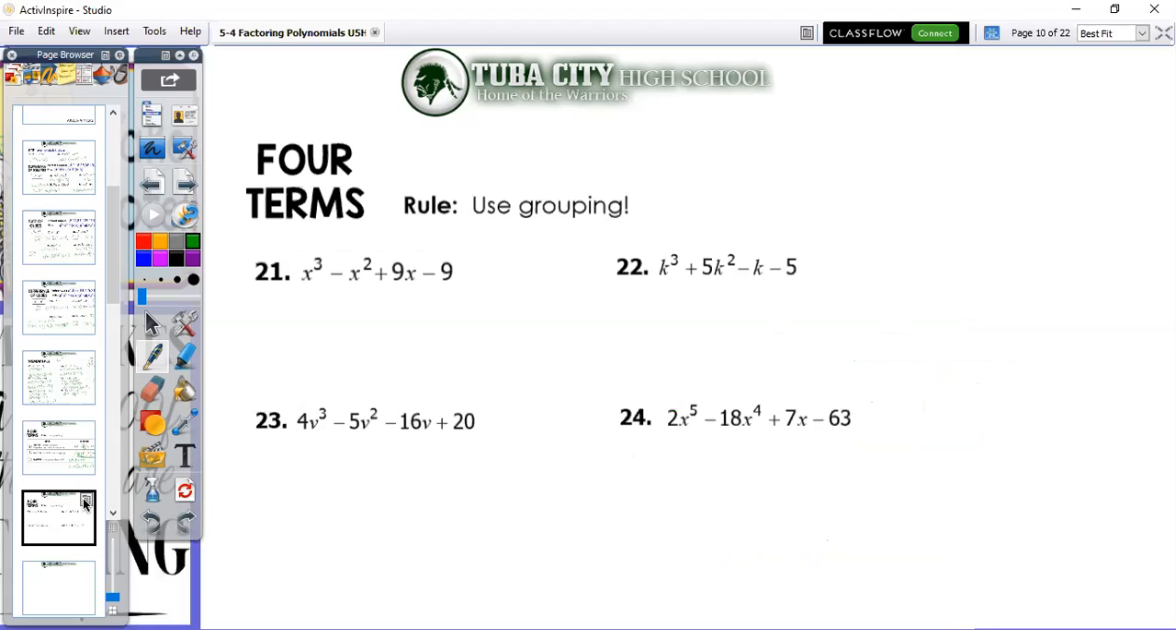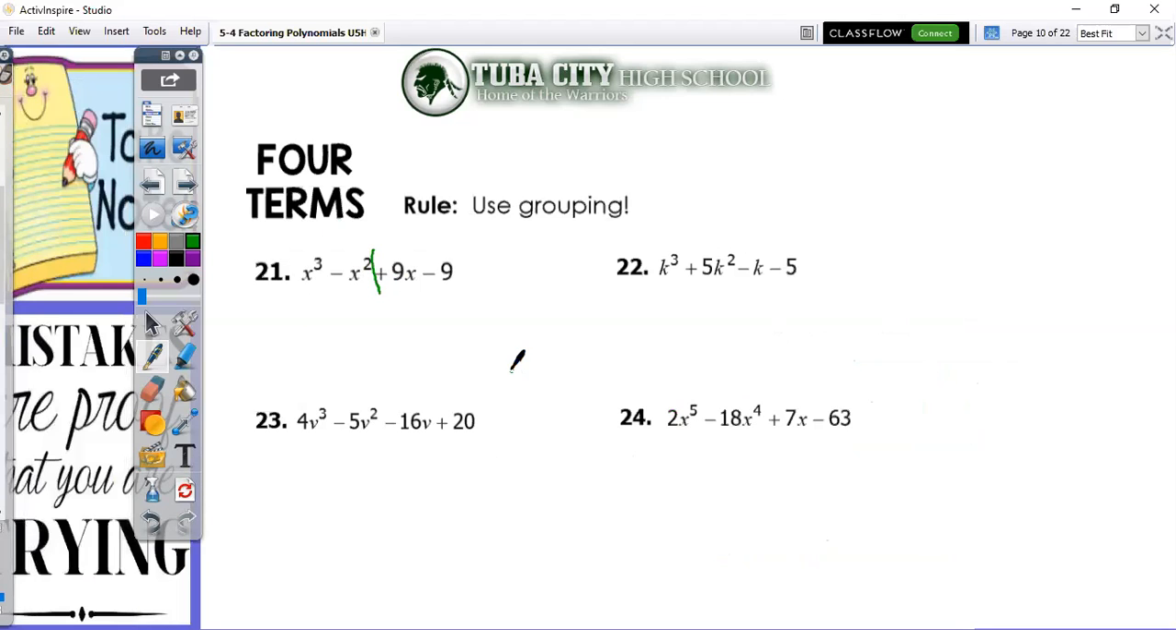All right, here we go. Let's go ahead and use grouping here. So split it into 2 groups. Look at this first group here. What can I take away from both of them? I can take away x squared. Basically the same thing we did in the example. Now this one does not have a negative in the front, so it'll be a plus.